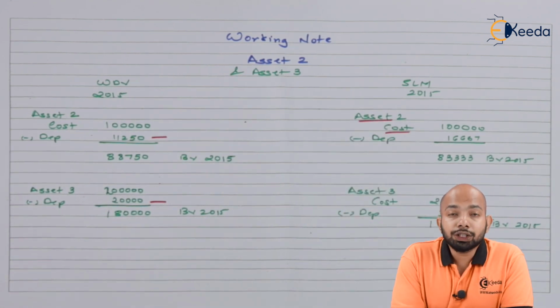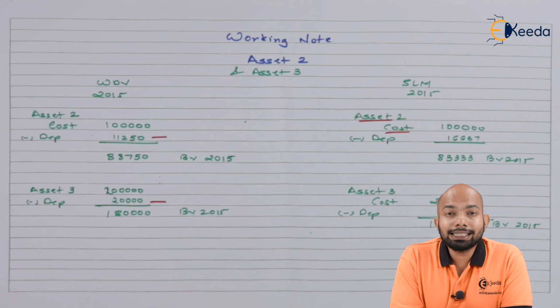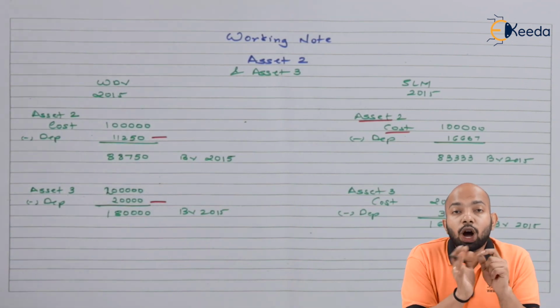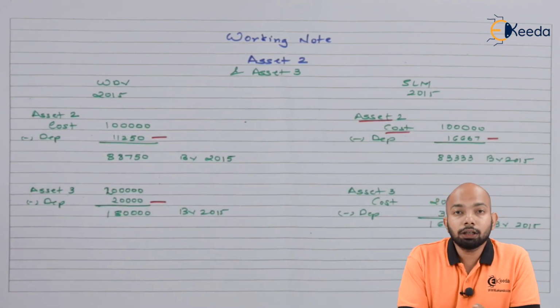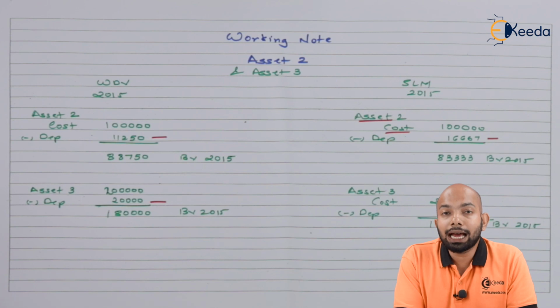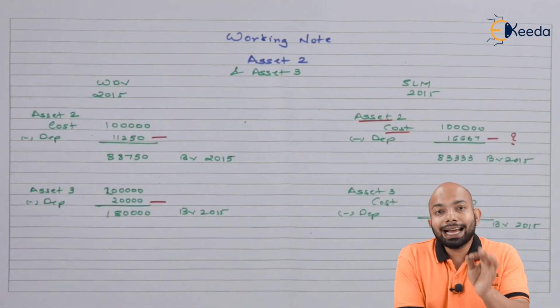We have done the calculation for the SLM method as well for both these assets, and we have figured out the depreciation difference. Now let's see how much is the difference between the WDV method and the SLM method. Under the SLM method, the asset which cost rupees 1 lakh comes to this figure, that means per annum it is 16,000.